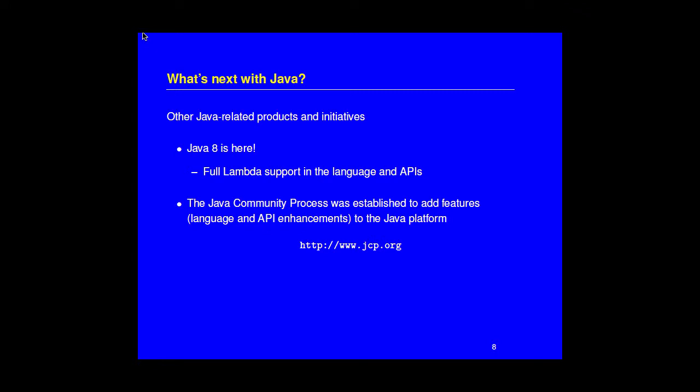And also, there's the Java Community Process, which is a standards body, for lack of a better term, that is all about adding features to the Java platform through new language enhancements, through new APIs, all sorts of good stuff there. You can go check it out and find out what will be coming next with Java.